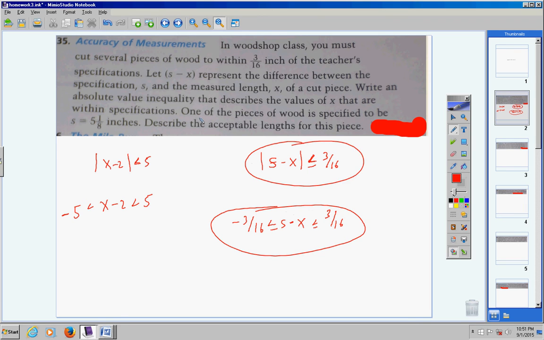Now, so part 1 is done. Write an absolute value inequality. Here it is. Perfect. Now, one of the pieces of wood is specified to be 5/8 inches.